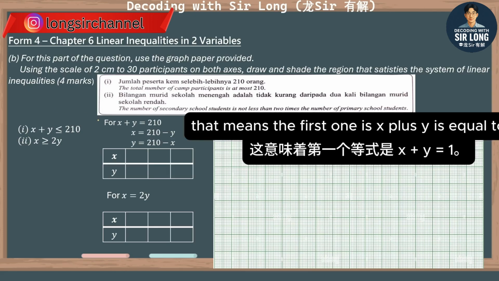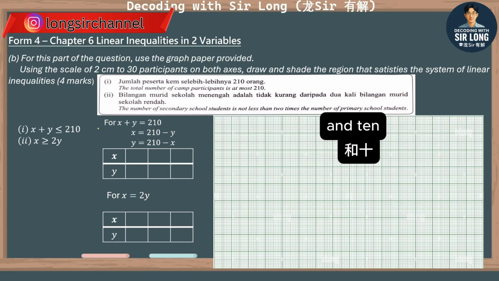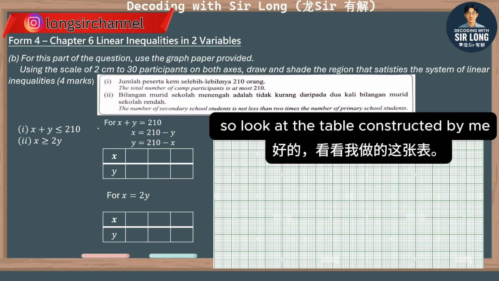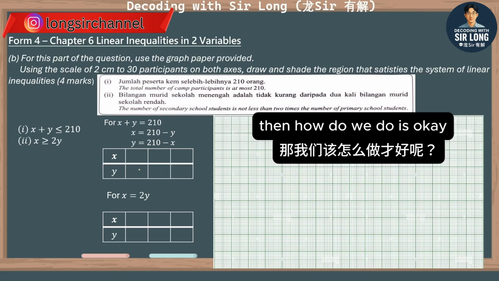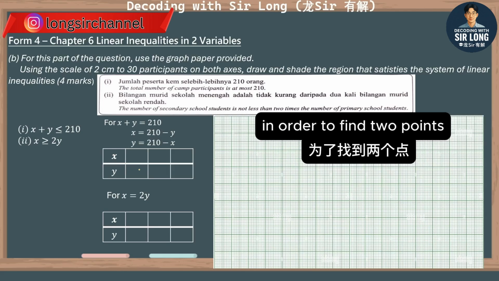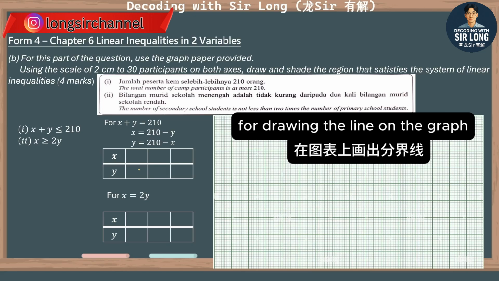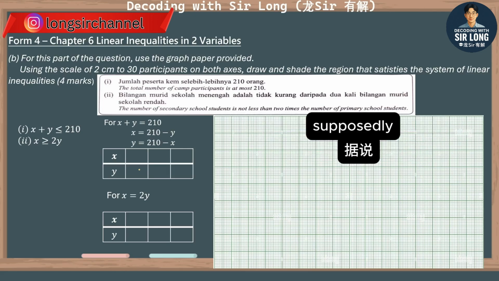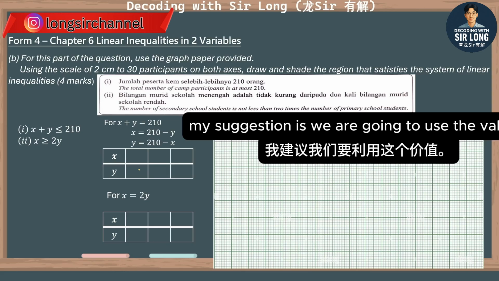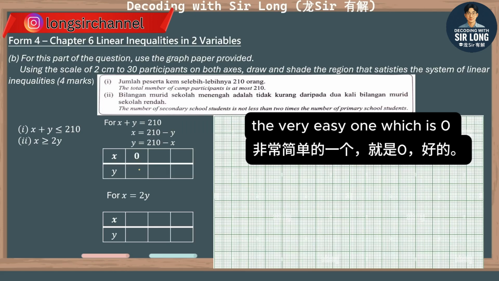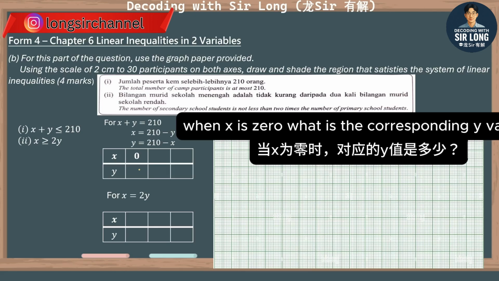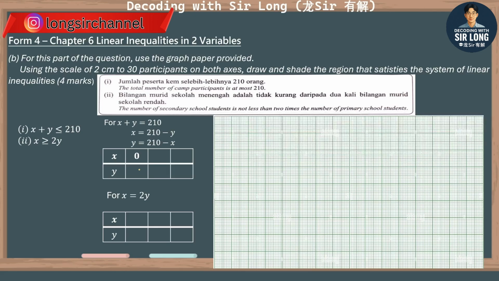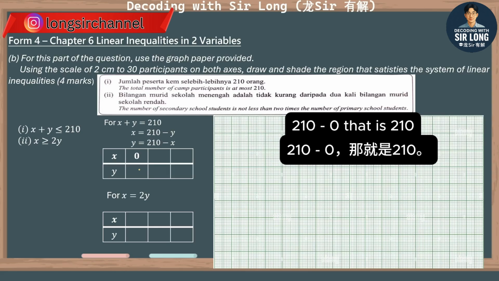That means the first one is s plus y is equal to 210. So look at the table constructed by me. You can see that there are two rows of the table for each equation. In order to find 2 points for drawing the line on the graph, my suggestion is we use the very easy value, which is 0. So ask yourself, on the first equation, when s is 0, what is the corresponding y value? Very simple, right? 210 minus 0, that's 210.